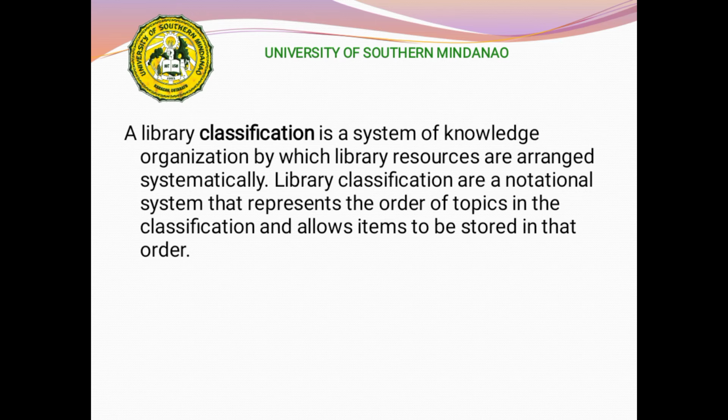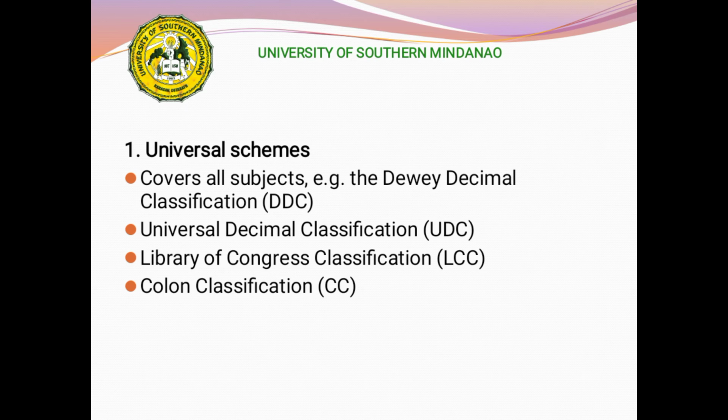There are many standard systems of library classification in use, and many more have been proposed over the years. However, in general, classification systems can be divided into three types depending on how they are used. Number one is universal schemes, which cover all subjects. Examples are the Dewey Decimal Classification, Universal Decimal Classification (UDC), Library of Congress Classification (LCC), and Colon Classification (CC).